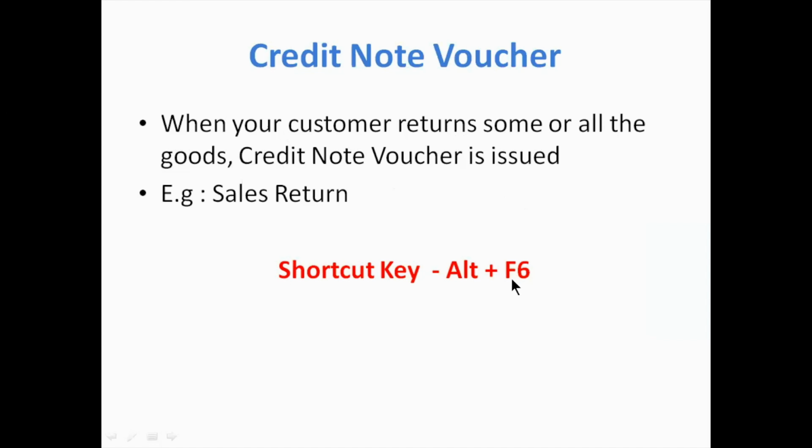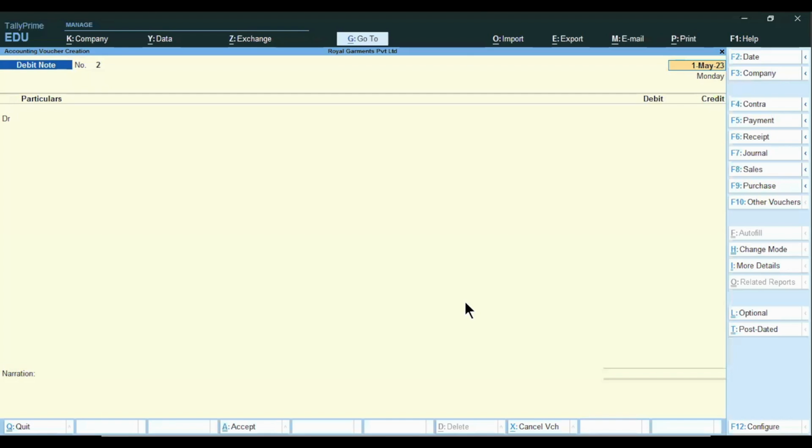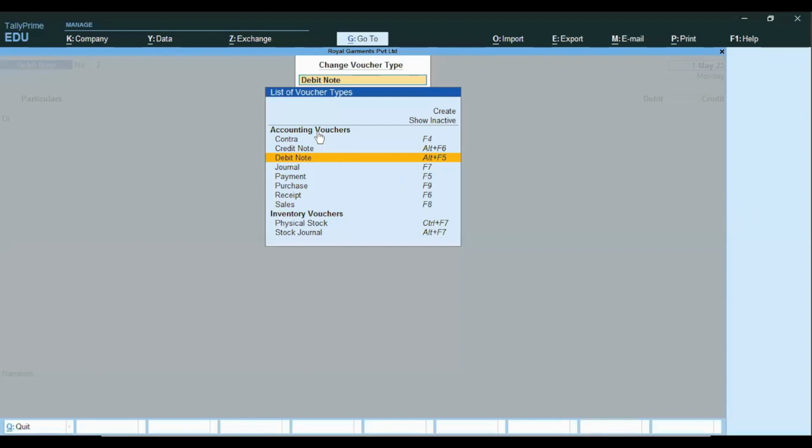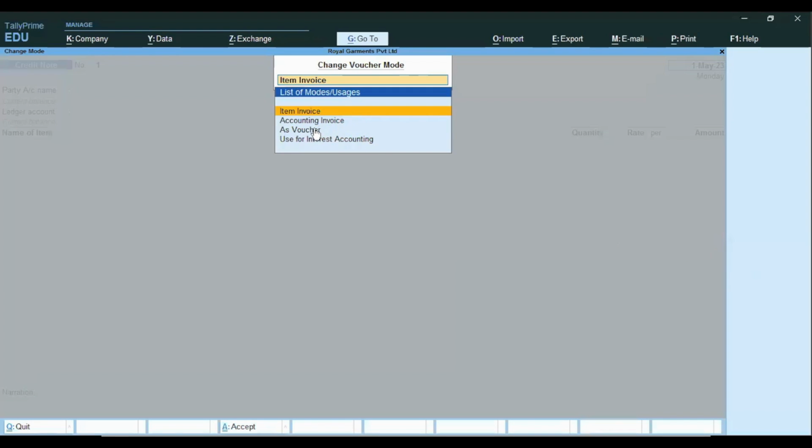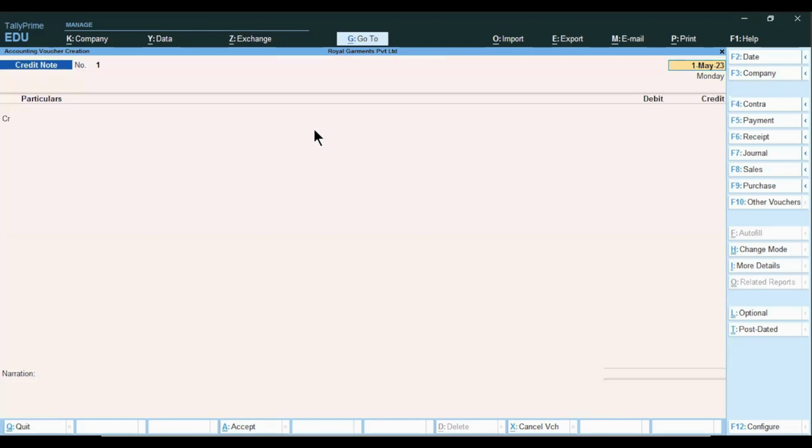Again we will go to our Tally. We will press Alt F6 from the keyboard, or as we don't have the credit note voucher type listed on the right hand side, we will select it from F10. Select other vouchers F10, and here we have the credit note. Enter Alt F6. Again change the mode to invoice mode, Ctrl H, voucher, convert it into debit credit.